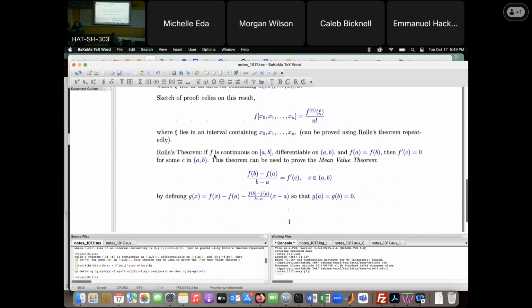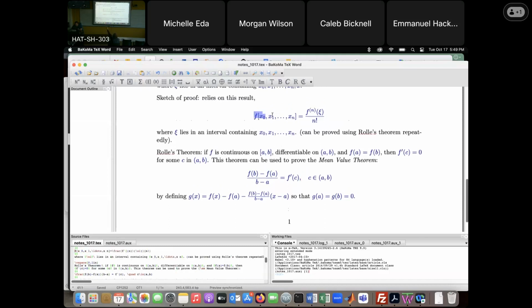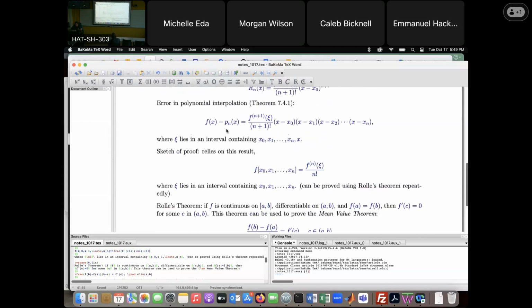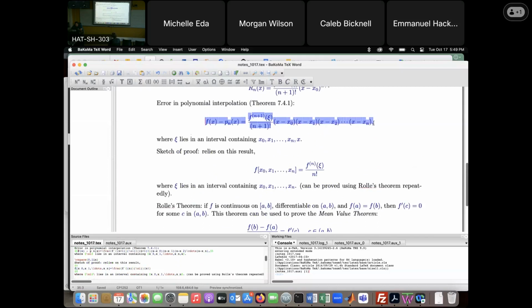Rolle's theorem is used in a number of proofs of numerical analysis to prove formulas like this that involve a higher order derivative of f. Because Rolle's theorem only makes a statement about a first derivative being 0, but then what you can do is apply it repeatedly to get this result, and also prove this error formula.